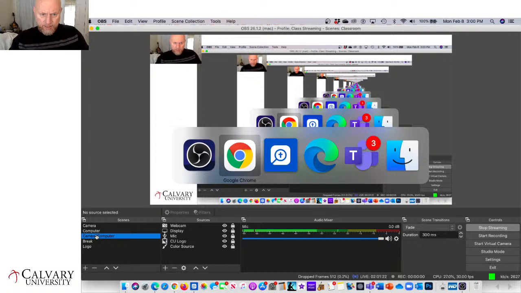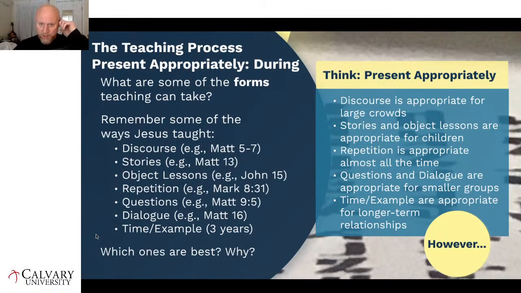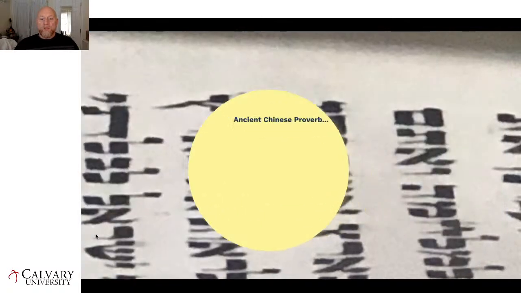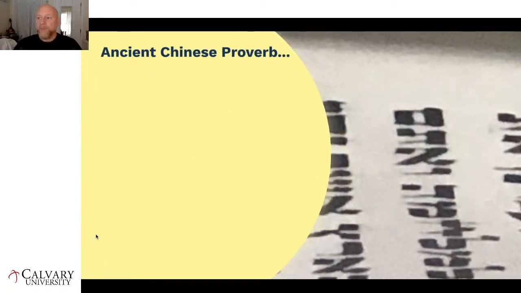Okay, let's go to the however. So we're talking about the teaching process, presenting appropriately. So this is during the actual teaching event. Lots of different tools at our disposal. And I think we need to think about what's appropriate to the situation. However, I want to make a case for thinking outside the box a little bit on this issue.